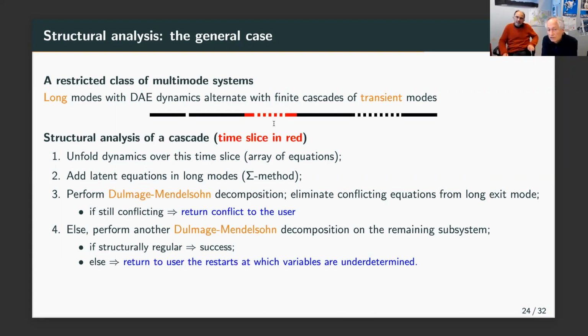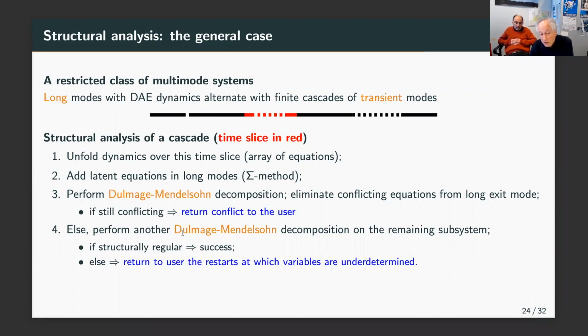Now, what do we have to do in a given time slice, in red, in handling one mode change? We unfold the dynamics over this time slice. This gives you an array of equations. We add the latent equations in the long mode. This is the sigma method that we heard about. We perform the Dulmage-Mendelsohn decomposition. This eliminates conflicting equations from the long exit mode. If it is still conflicting, then we need to return the conflict to the user. And this is a diagnostic that the model is ill-designed.